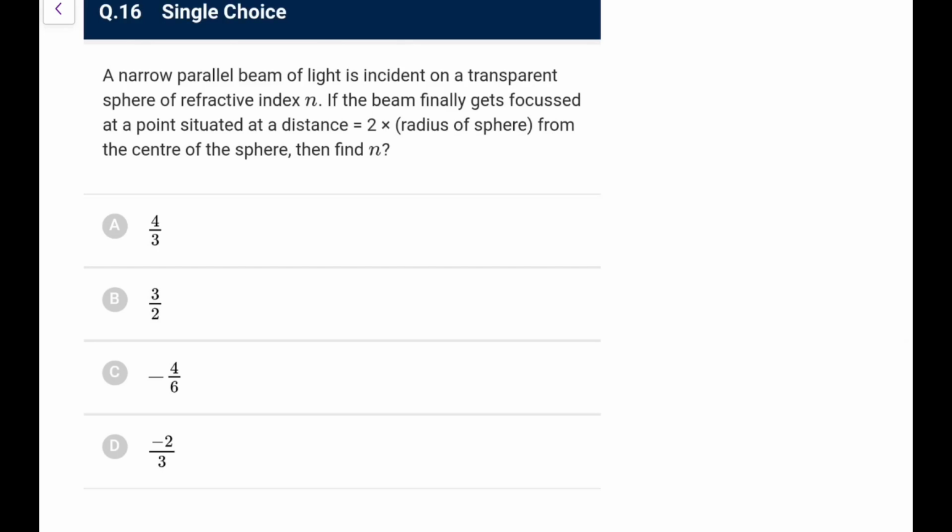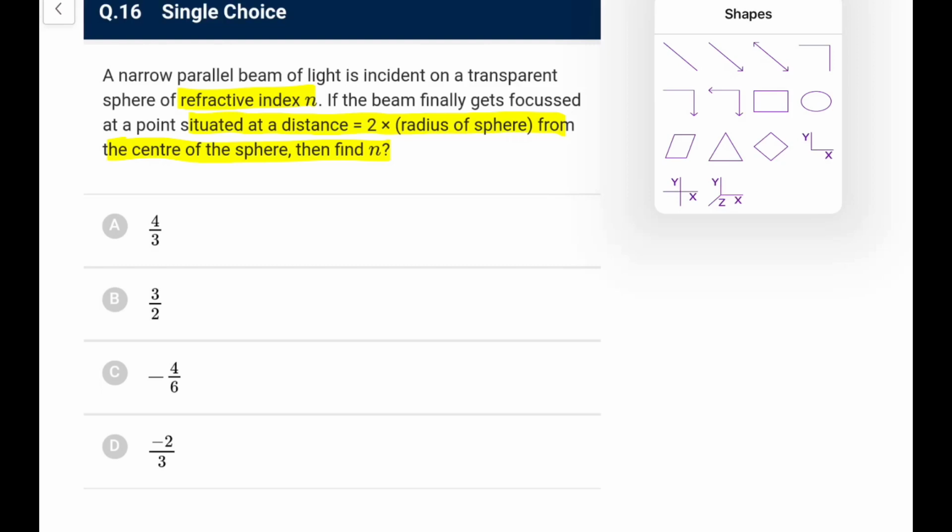A narrow parallel beam of light is incident on a transparent sphere of refractive index n. If the beam finally gets focused at a point situated at a distance 2 times the radius of the sphere from the center of the sphere, find the value of n. So what we will do here, there will be 2 refractions, that you know.